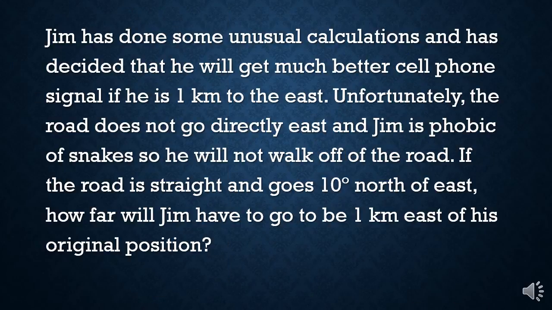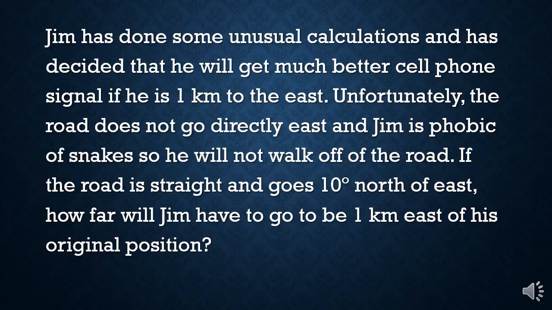Okay, now here's a problem that you're going to get to do some work on. So Jim, for some unknown reason, has decided to do some unusual calculations, and he is determined that he will get much better cell phone signal if he is 1 kilometer to the east from his current position. And he is desperate for a good cell phone signal. Unfortunately, the road does not go directly east, and Jim's really afraid of snakes, so he's not going to walk off the road. Jim is only going to follow the road, and he wants to go 1 kilometer to the east. The road is straight.